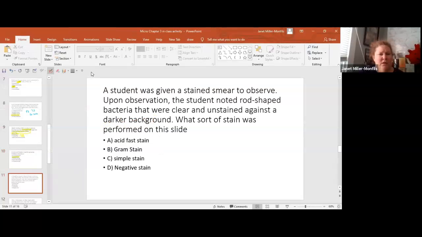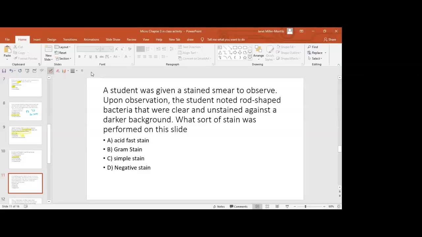All right. So the next question: a student was given a stain smear to observe. Upon observation, the student noted that rod-shaped bacteria were clear and unstained against a darker background. So what type of stain was performed? Is it D? Yeah, negative stain. Good.